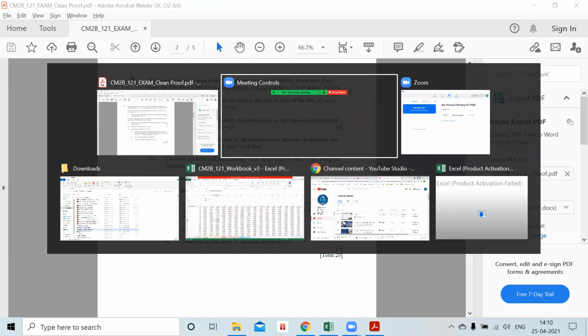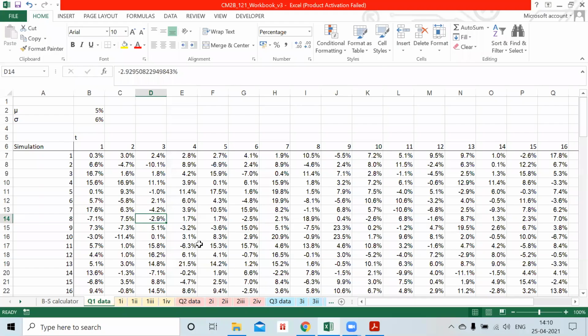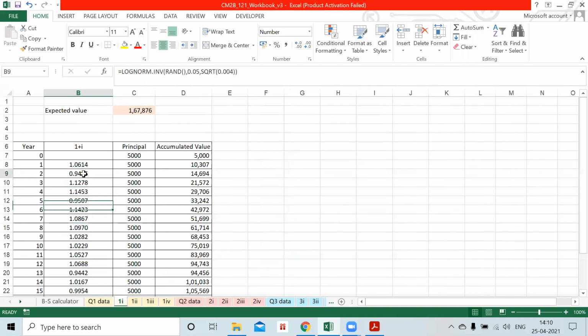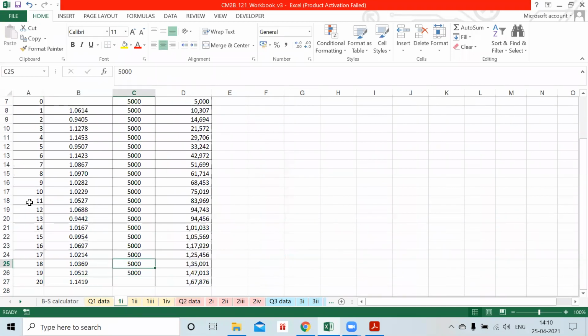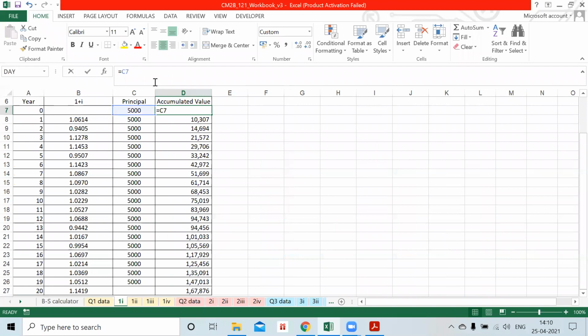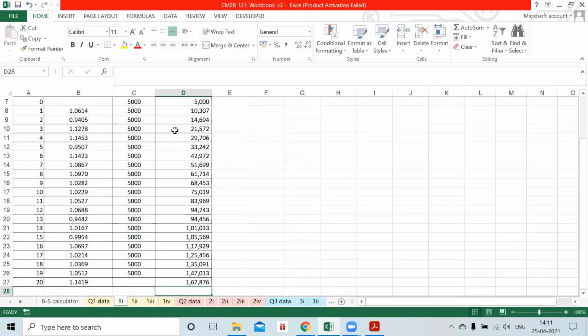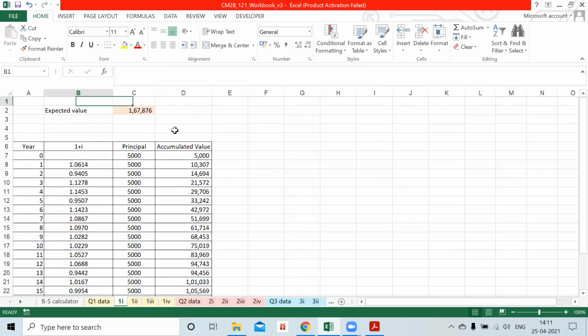So there are again multiple methods of doing this. Two methods which I know of: one is you can just simulate the values from a log normal distribution, and each year, since 5,000 is being deposited from 0 to 19, the accumulated value you can find out is C7, and next year it will be whatever the value is, the original value D7 into the accumulation rate 1 plus i, plus the amount C8. And this goes on, and at the end of 20 years you have a value of 167,876.